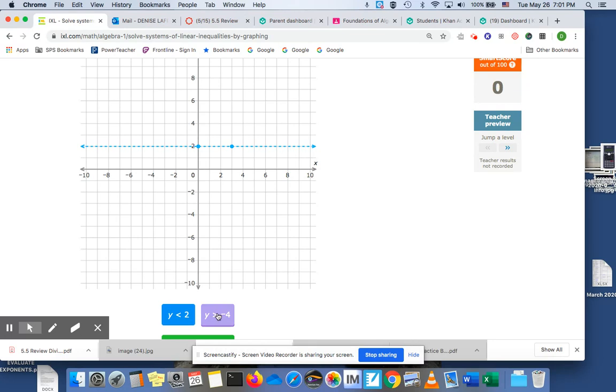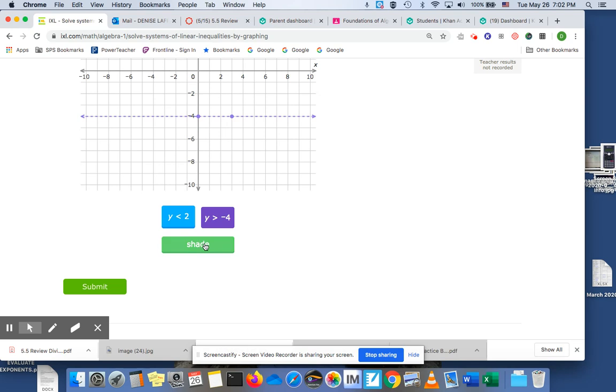Now I'll go ahead and click on the purple. y is greater than -4. So I'm going to -4 on the y-axis. I'm making it a horizontal line going through -4 on the y-axis. And this is all greater than. It's not greater than or equal to. So it can't be a solid line. It has to be dashed. So I will click it again, and it's now a dashed line.